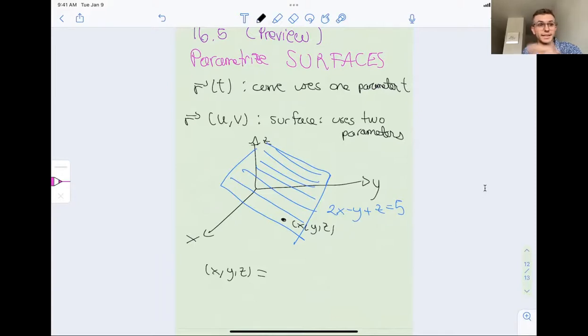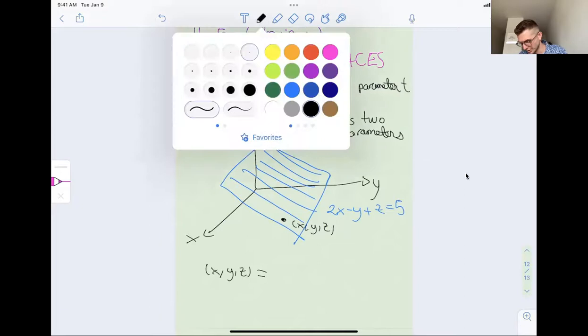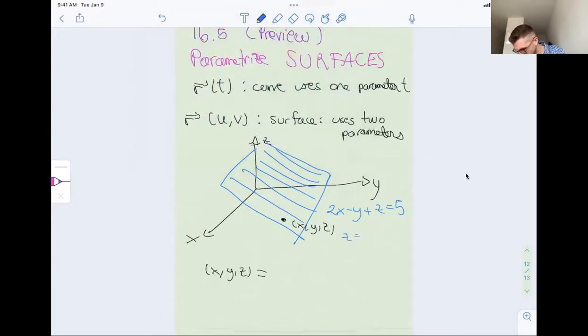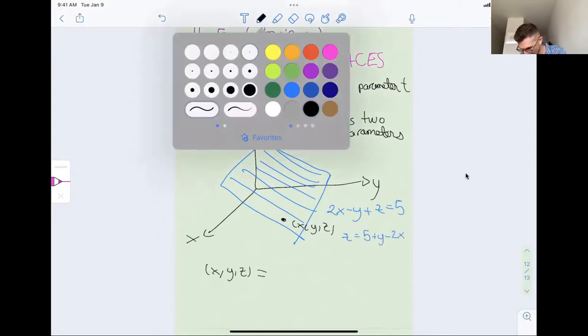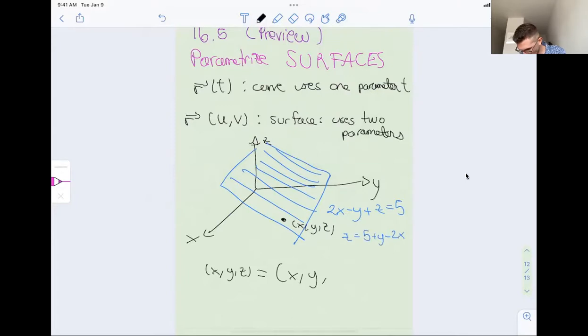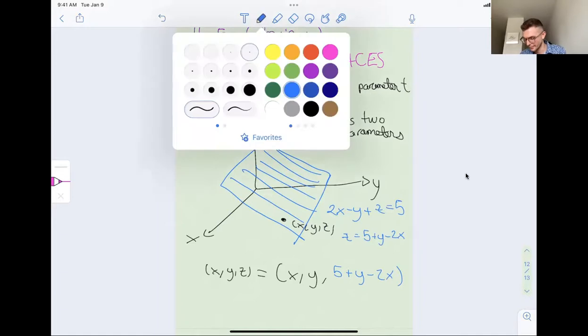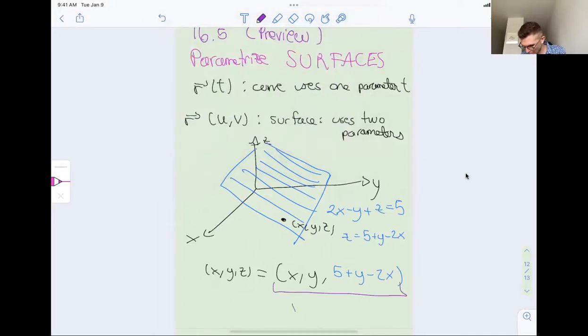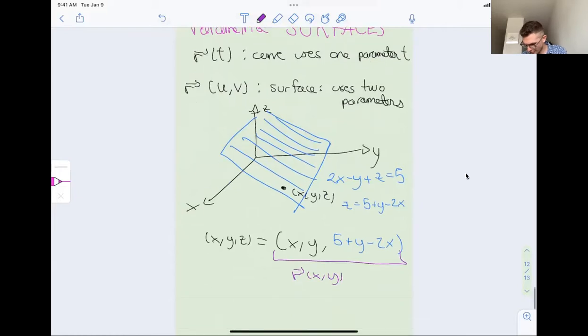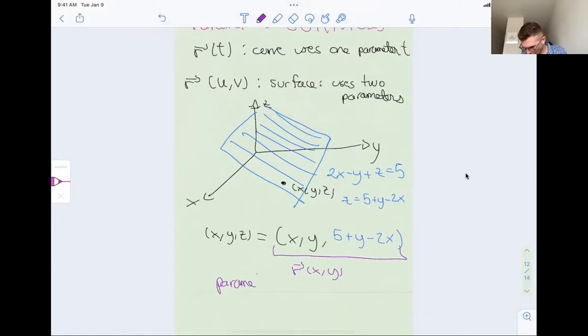But for example, you can write z in terms of x and y using the equation of the plane. And so then it gives you z equals 5 plus y minus 2x, right? And that's it. That's the parameterization of the plane in terms of x and y. Is that okay?